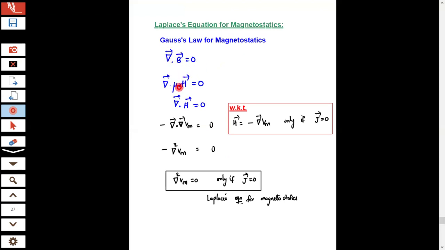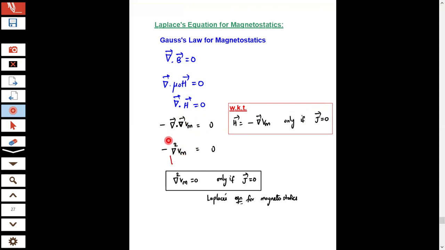is 0. Instead of B, we can write mu naught H, and we can write del dot H is equal to 0. If I consider H in terms of the scalar magnetic potential, which is minus del Vm, this is true only if current density is 0. Instead of H, I can write del Vm, and thereby this equation del dot del Vm is equal to 0 can be written as del square Vm, where del square is the Laplacian.